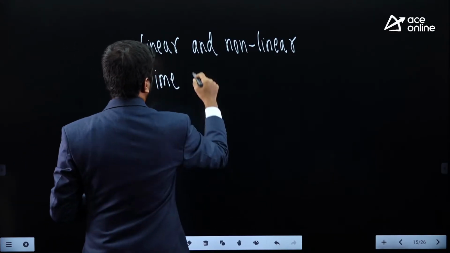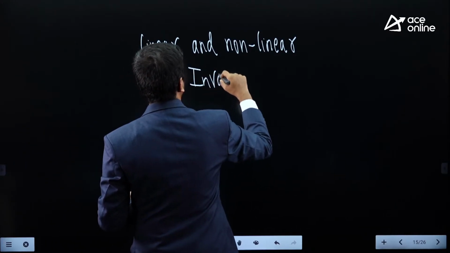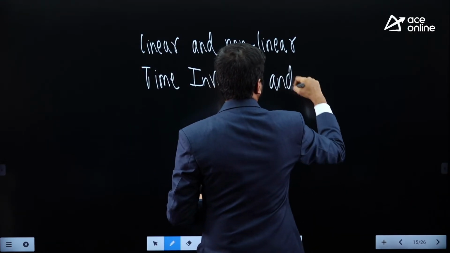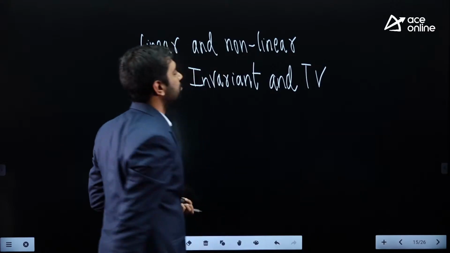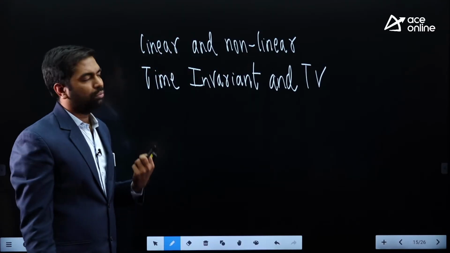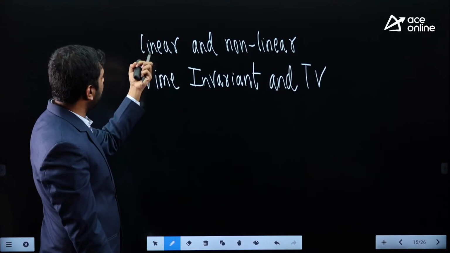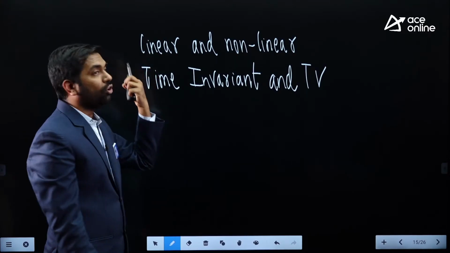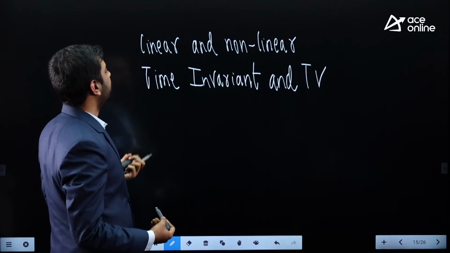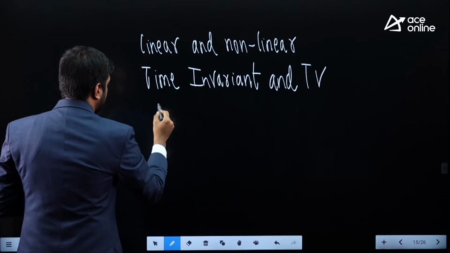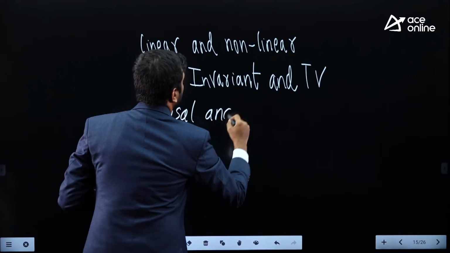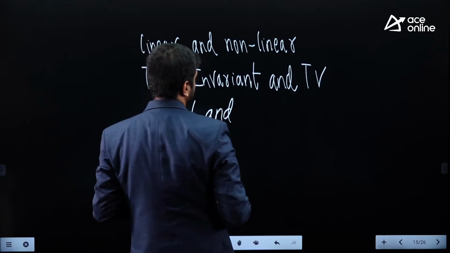Time invariant and time variant systems. So we simply call it TI-TV systems. The most important thing is they'll give their combination and ask you, is the system LTI or not? Apart from this, you should also look at what is a causal and non-causal system.